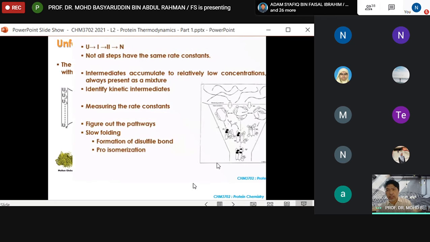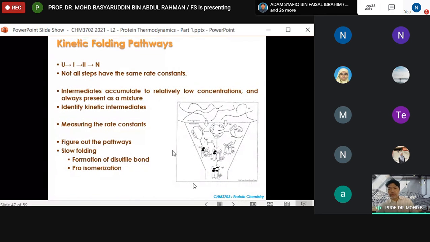Okay. So if you look at this diagram, it's a very similar explanation. I'm not going to repeat all of the information, but you can see this is the unfolded. Then you start to have this molten globule, the transition state. Then at the end you will get the folded. Okay.